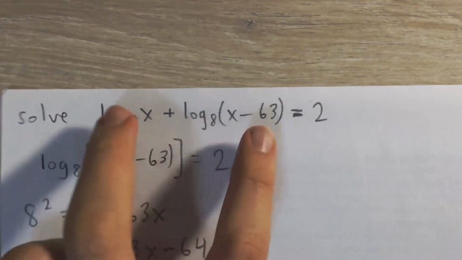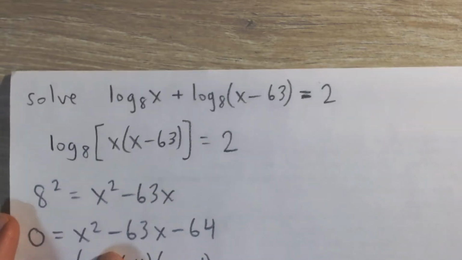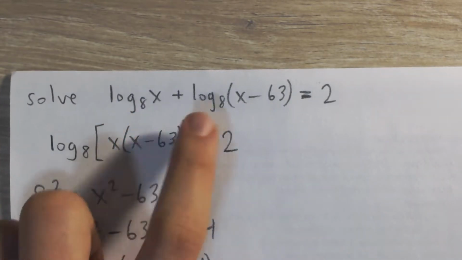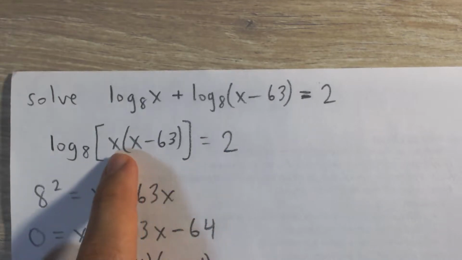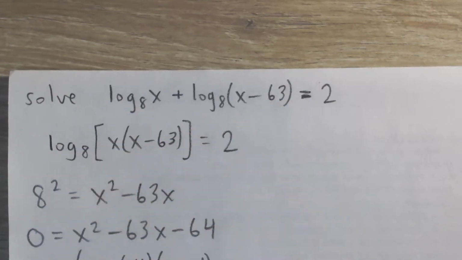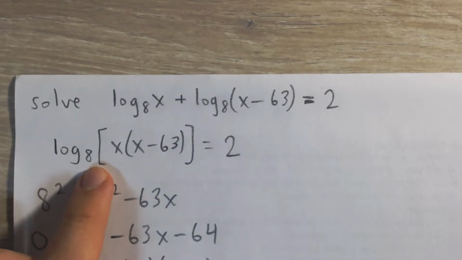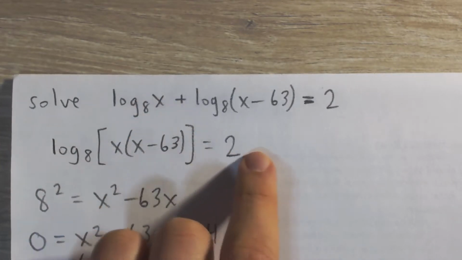So in other words, I can combine these two into log base 8 of, and I'm going to use the square brackets to denote everything inside the log, x times (x minus 63). And that's, again, still equal to 2. Now you can notice here, this is the definition of a log, right? Log base something of something is equal to another number.